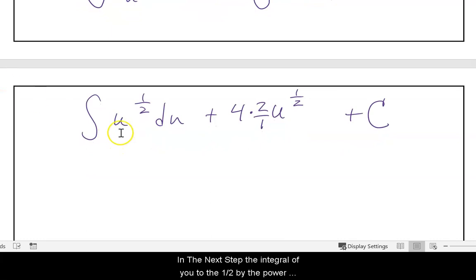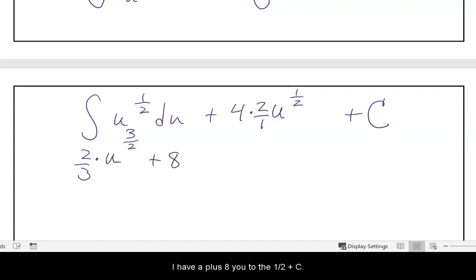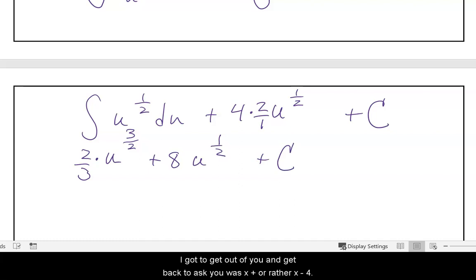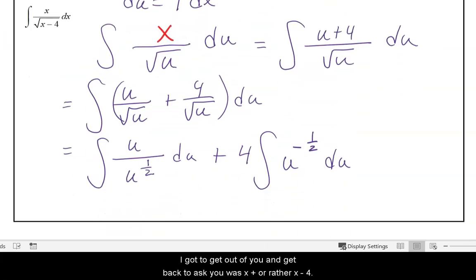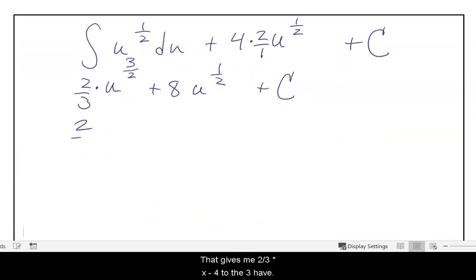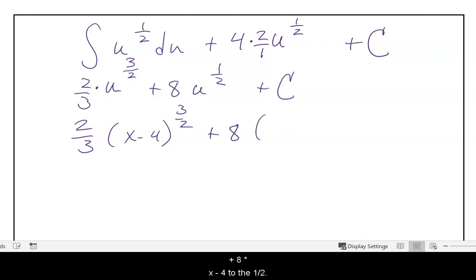In the next step, the integral of u to the 1/2 by the power rule for integrals gives me u to the 3/2 times 2/3, and then I have a plus 8 u to the 1/2 plus c. I've got to get out of u and get back to x. U was x minus 4. That gives me 2/3 times x minus 4 to the 3/2 plus 8 times x minus 4 to the 1/2 plus the constant of integration.